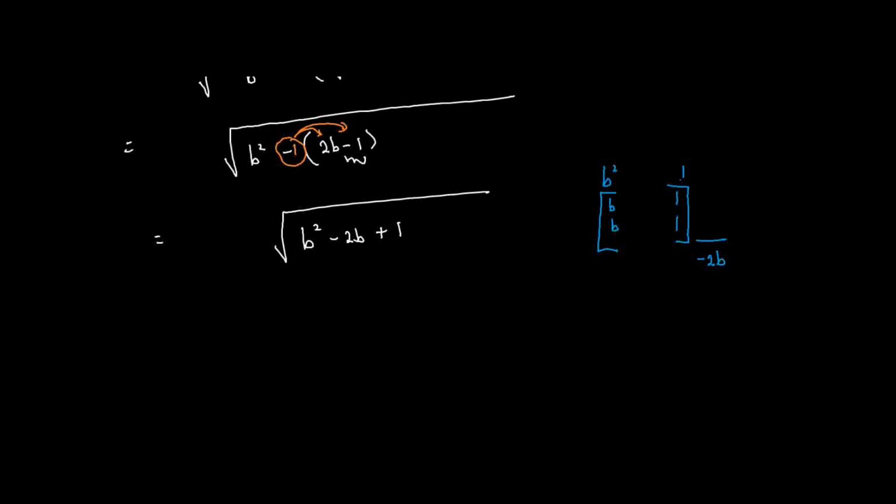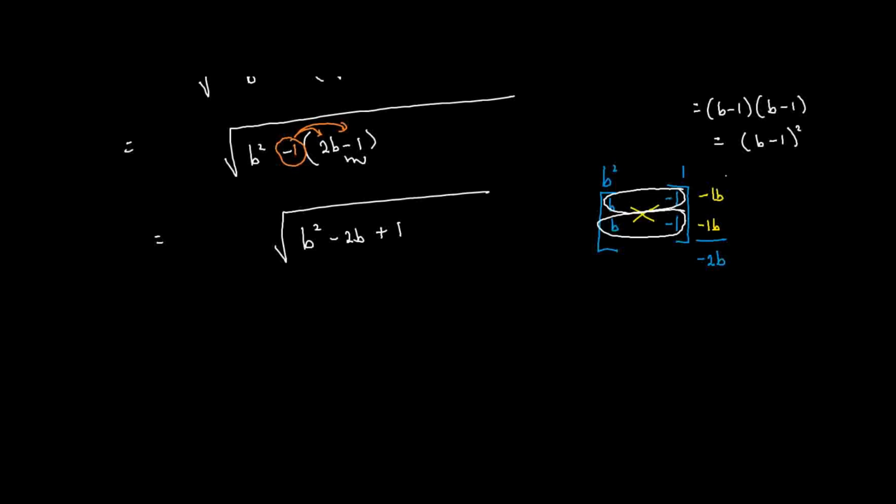Instead of stating 1 times 1 gives me positive 1, I'm going to write this as negative 1 times negative 1 gives me positive 1, because we do know a negative times a negative is positive. So negative 1 times b is negative 1b, negative 1 times b is negative 1b. So negative 1b minus 1b is negative 2b. They are like terms. So my factors are b minus 1 times b minus 1. And of course, we multiply these two together, so that's the same as b minus 1 all squared.